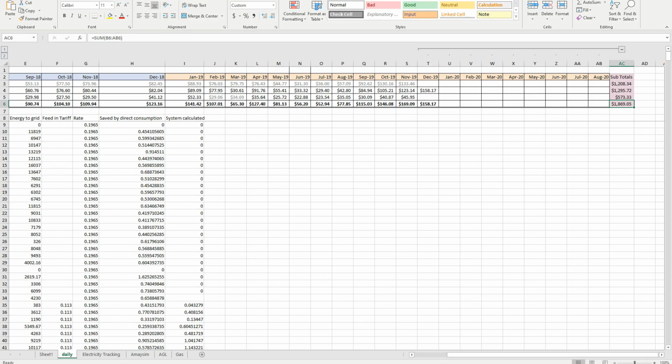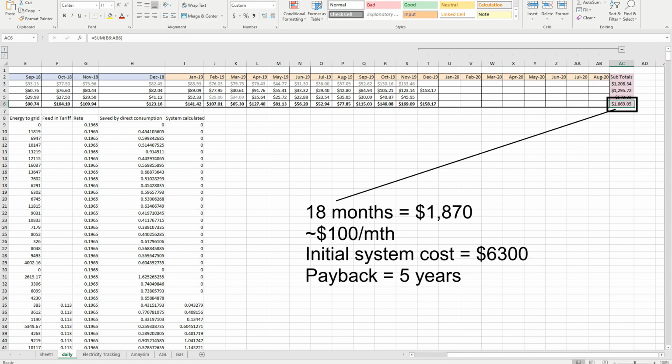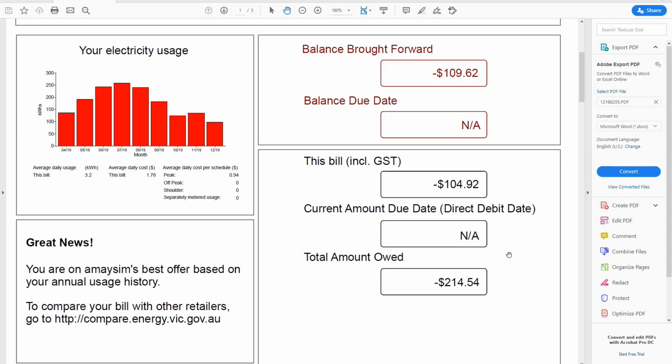So as you can see, for the last 18 months, my total has been $1,870. So that's about $100 a month. So really my payback period, if I continue this trend, I should have all of my money back within 63 to 65 months, because I paid $6,300, and if it's $100 a month, then that's within 5 years. I think that's pretty good. I didn't get any rebates from the government because at that time they weren't offering anything, so I'm really happy with the current trajectory.